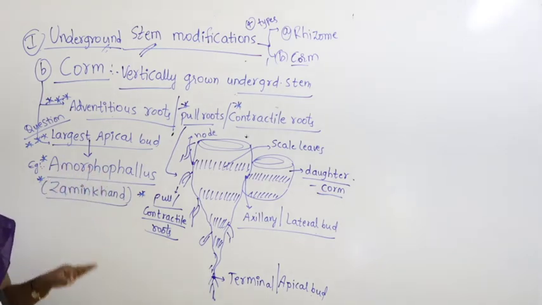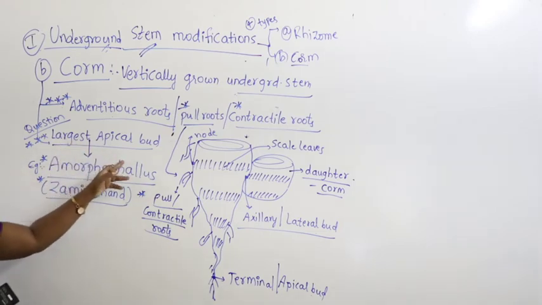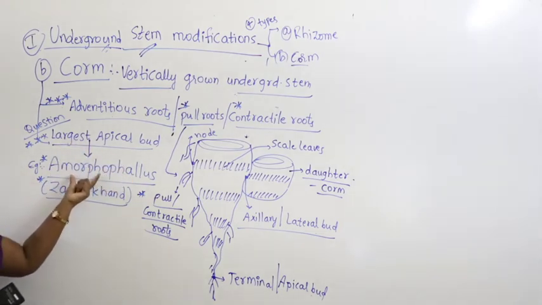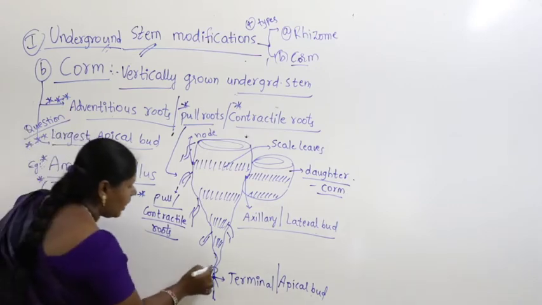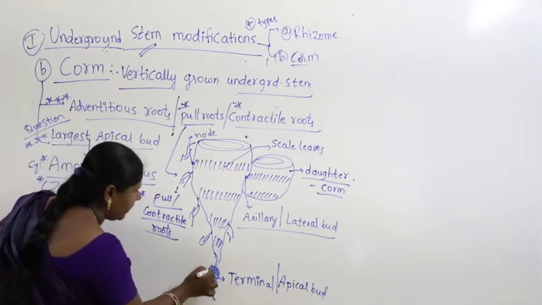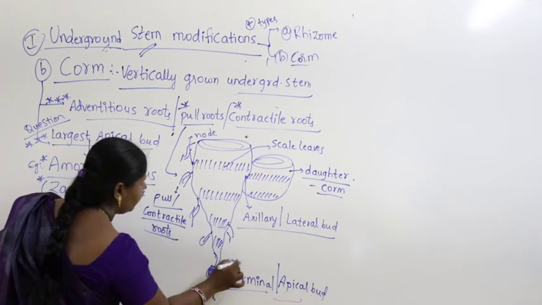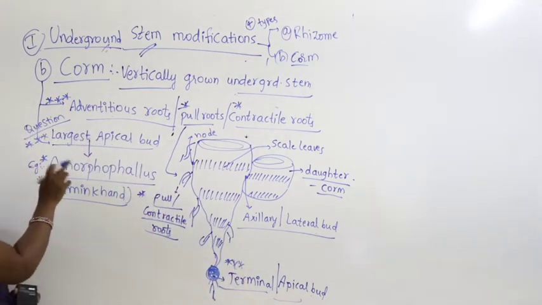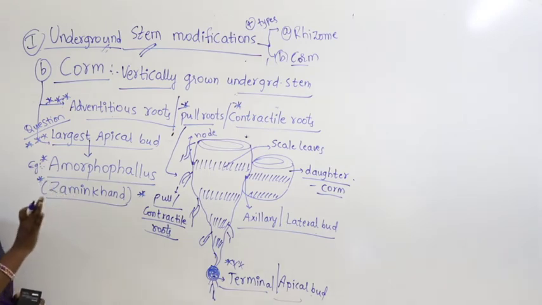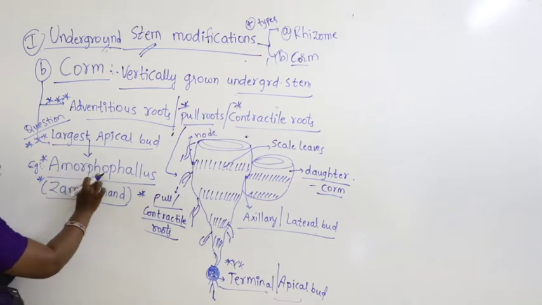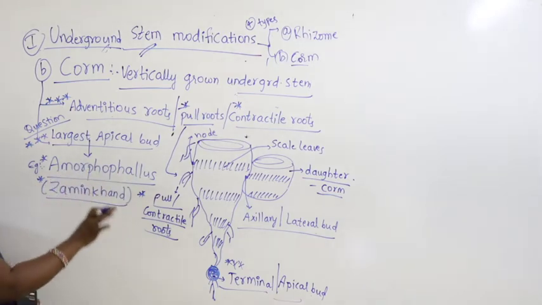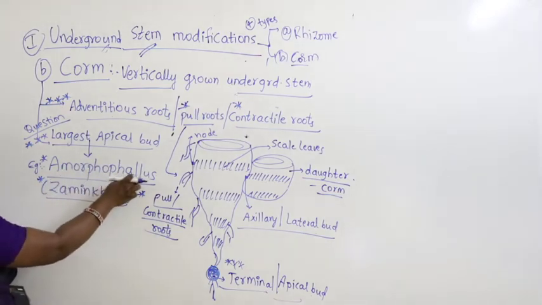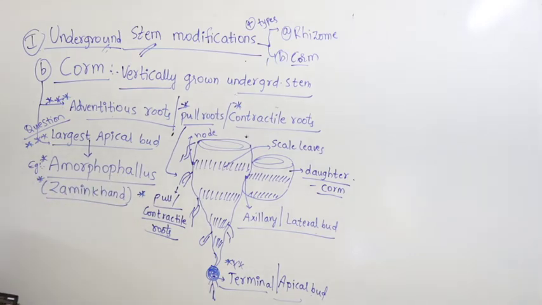Whenever you get the question, which plant has the largest bud, you find it in the case of Amorphophallus. So here you find the largest apical bud, very important. Where do you find it? I will repeat the pronunciation, listen to the example carefully. Very important question. What is that? Amorphophallus. I repeat, Amorphophallus. It is commonly called Zemincant.